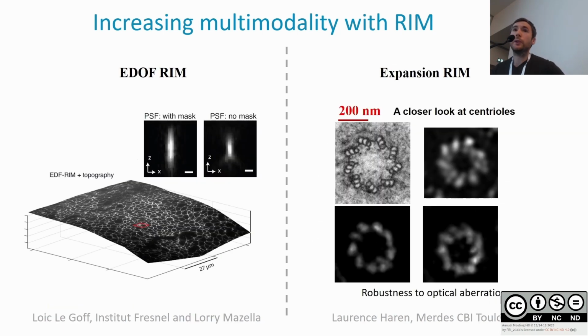You can modify your PSF. For instance, you can do extended depth of field. So you can create an elongated PSF so that everything is in focus. So that's nice if you have something moving in Z and you want to keep it in focus. And also you can combine it with expansion microscopy, where you cheat by making your sample bigger. And so here you have a central image with rim compared to an electron microscope.